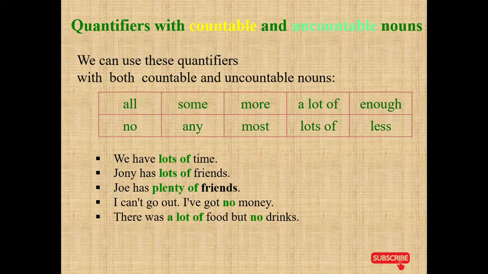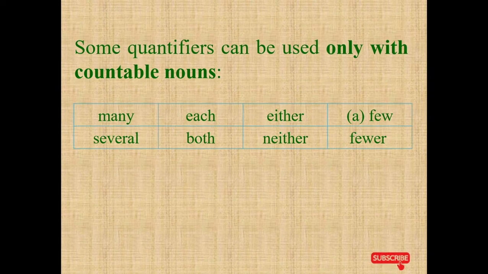All, some, more, a lot of, enough, no, any, most, lots of, less. These quantifiers sit before either countable noun or uncountable noun. But some quantifiers sit only with countable nouns. Many, each, either, few or a few, several, both, neither, fewer. We use these quantifiers with countable nouns.